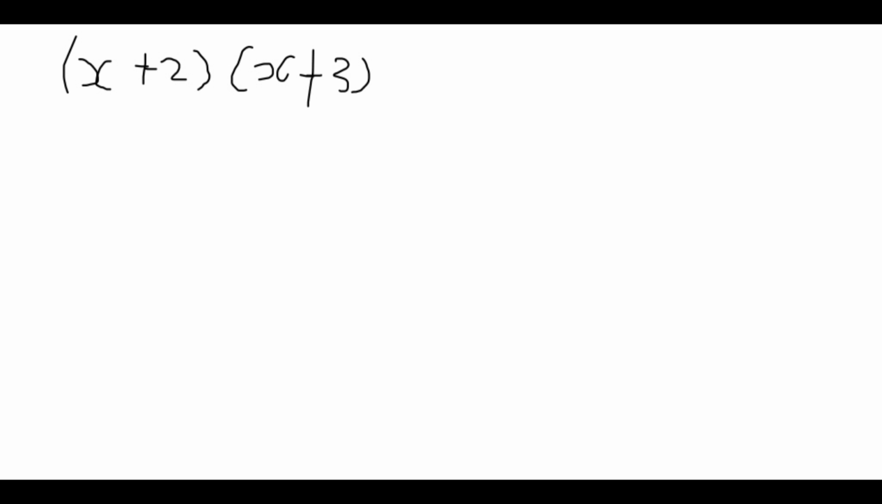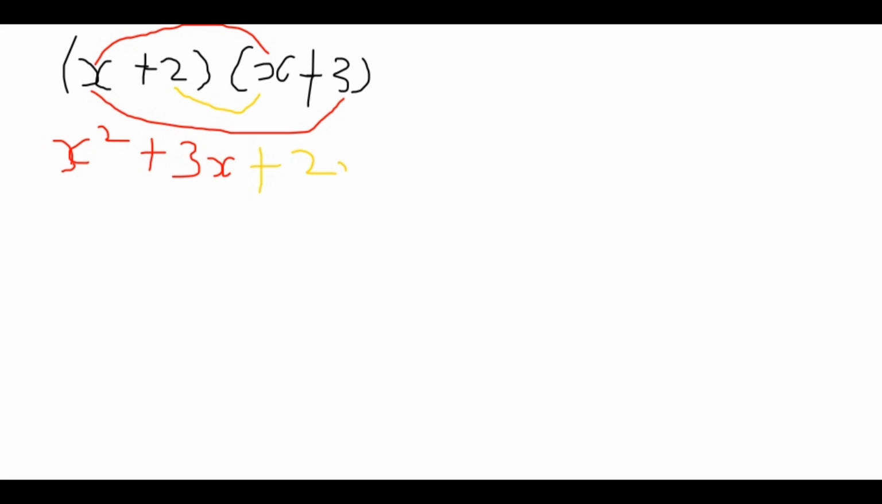What we are going to do first is multiply x by x. x times x is x squared, and next to multiply x by 3, which will give us positive 3x. Next to multiply 2 by x, and 2 times x is 2x, and next to multiply 2 by 3, and 2 times 3 is 6.